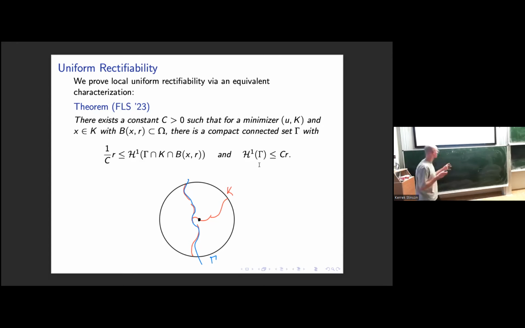In a picture, it's what's happening down here. I have my crack, K. I can find a curve, gamma, which basically passes through the ball and intersects the crack for a relatively large region. That's the first inequality over here. The second one is saying I didn't have to squiggle a bunch in the ball to actually cover the crack. We prove this using techniques similar to those we use to get the estimate on the length of holes.